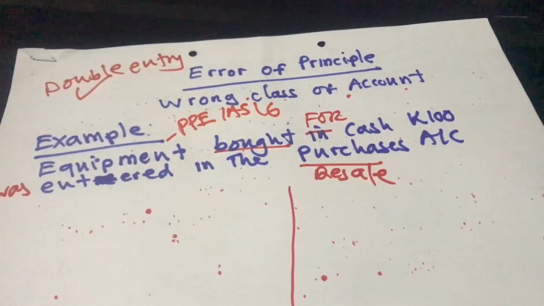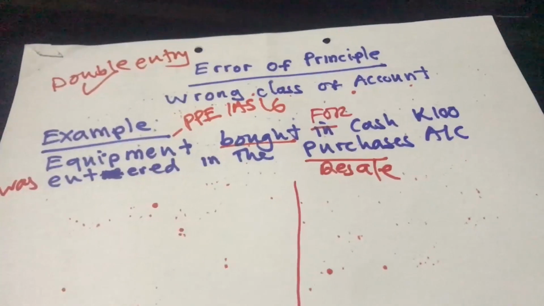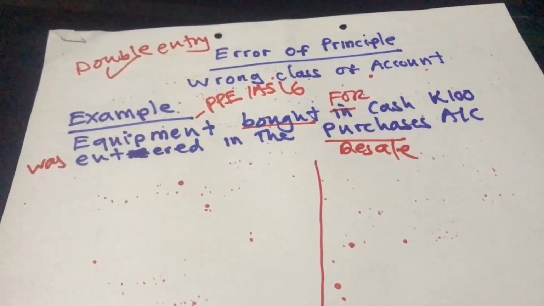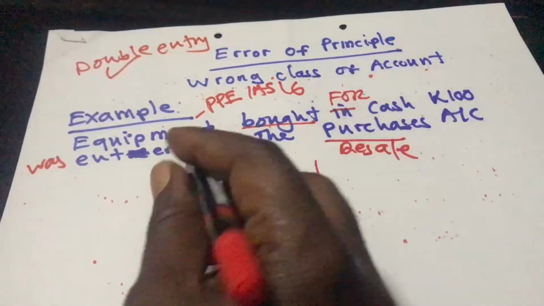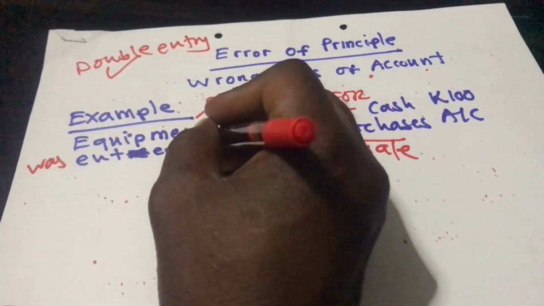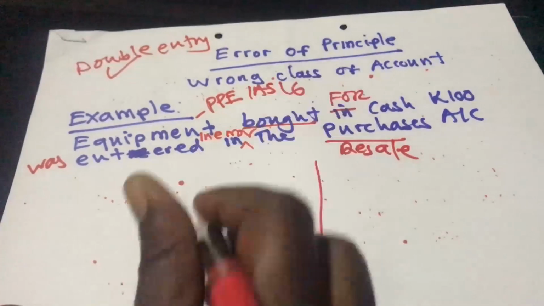So that is why this thing is an error. So you see why it's important to understand double entry and also to understand those PPEs, so that you can be able to see the errors which are being made, isn't it? Yeah, so an equipment was bought for cash but was entered in error in the purchases account.